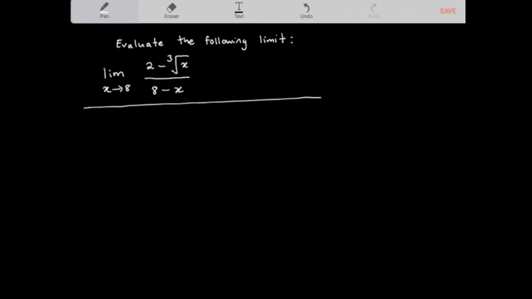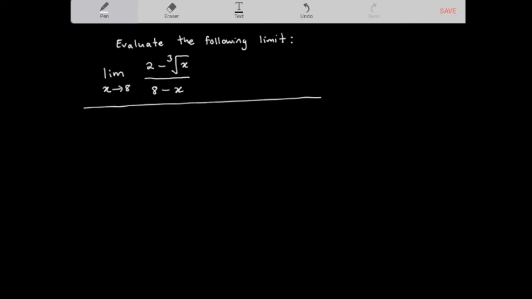Alright, let's evaluate the following limit. So limit as x approaches 8 of 2 minus the cube root of x over 8 minus x. Just by looking at this limit expression, you can notice that as x approaches 8, the denominator will approach 0. That's going to create a restriction, causing the whole rational expression to be undefined, right? So we need a way to cancel out the 8 minus x.